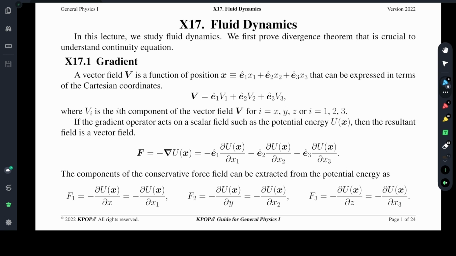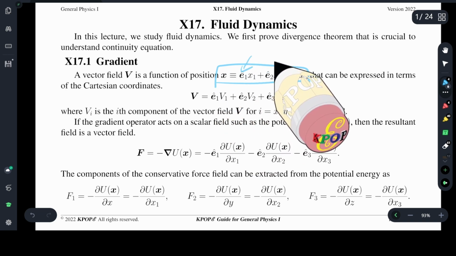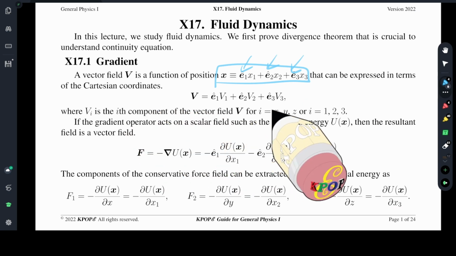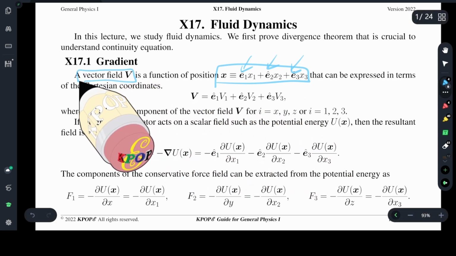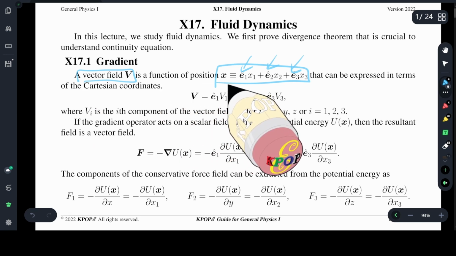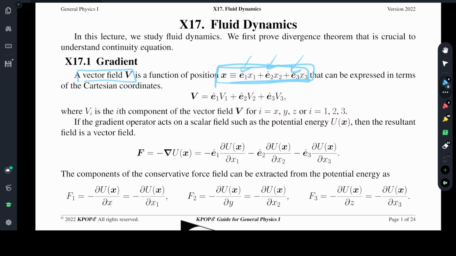First, we have to review the differential operator in vector calculus. This is a position vector expressed in terms of the Cartesian coordinates. And we have a vector field. The vector field means a function of a position vector. That is called the field, and the field is called the vector field. Its value is a three-dimensional vector.